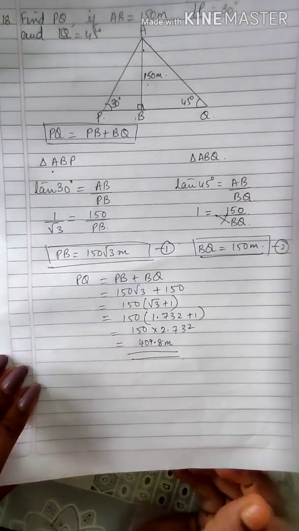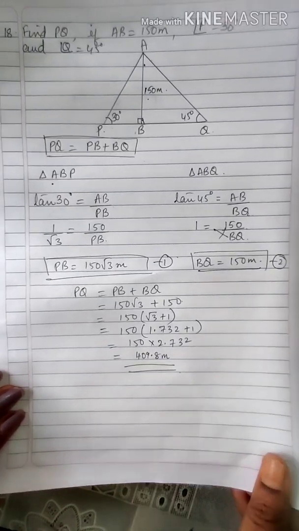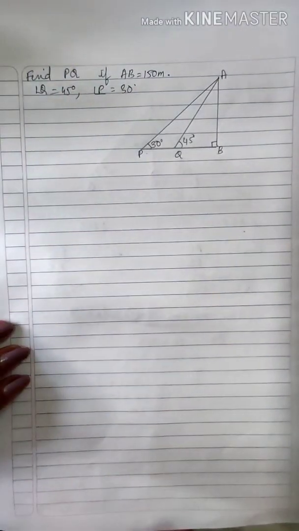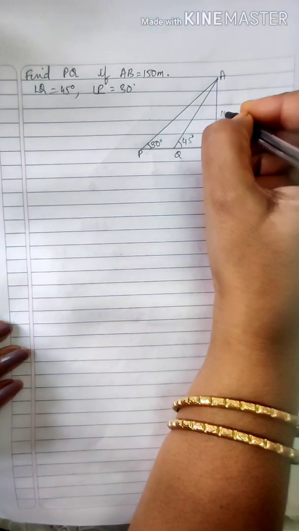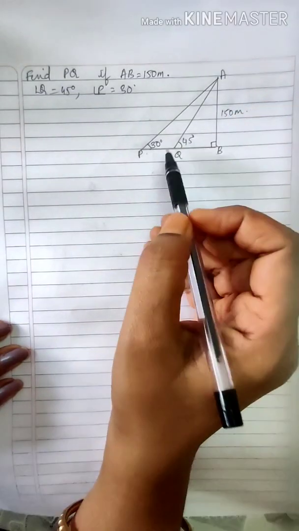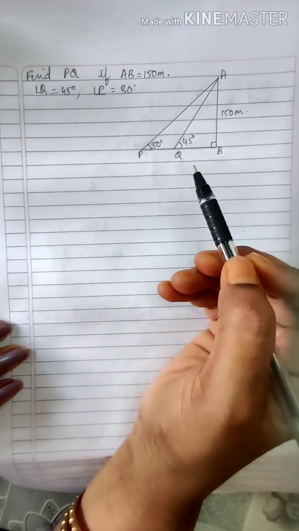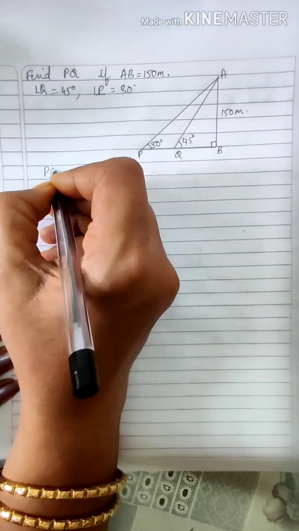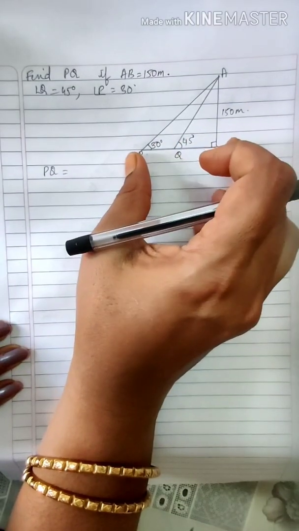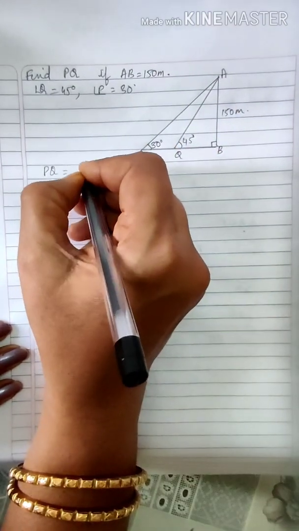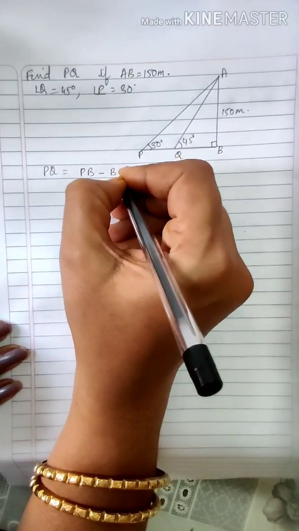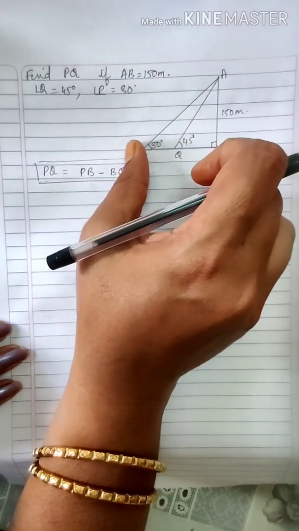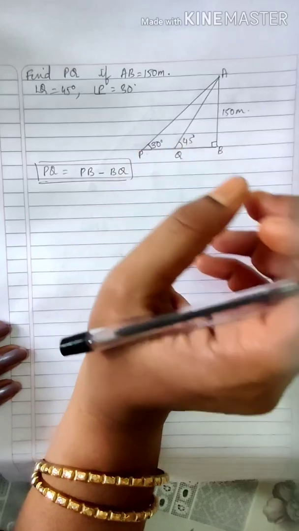So again there were two right angle triangles and you used the concept of two right angle triangles. Moving on to the next one. Find PQ if AB is equal to 150 meter and angle Q is 45 and angle P is 30 degree. You are supposed to find PQ. Now if you observe the figure, PQ is equal to PB minus BQ. From this PB, if you remove BQ, you are left with PQ.